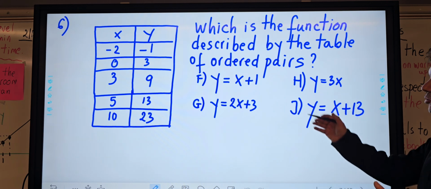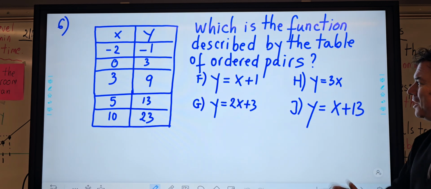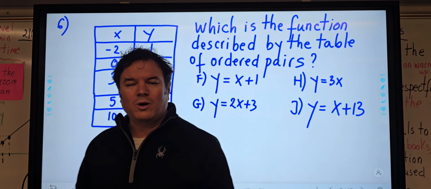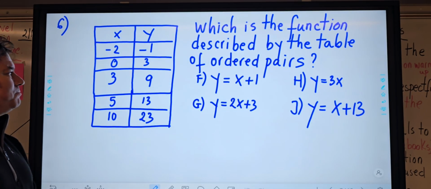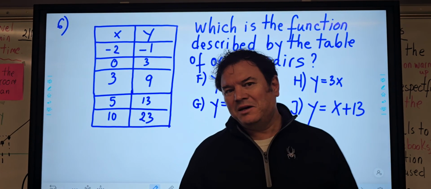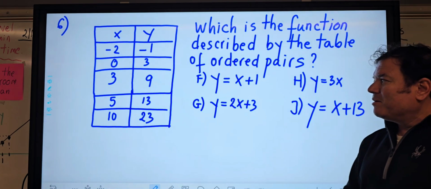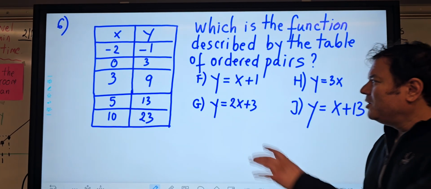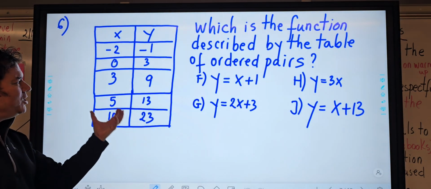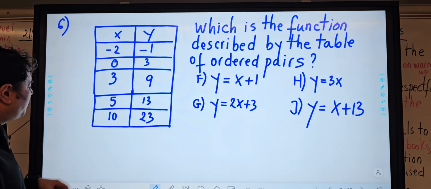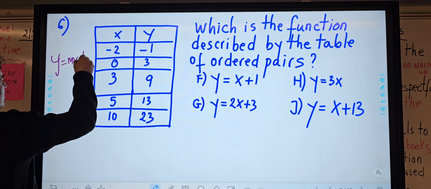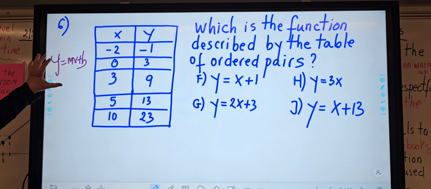And now we have multiple choice here. We have y equals x plus 1. We have y equals 2x plus 3. Y equals 3x and y equals x plus 13. How do we approach this type of problem? Okay, the easiest way for me, and maybe some of you, and again there are many ways of solving this problem, would be to create the equation from these ordered pairs. Remember, in the form y equals mx plus b. We create the equation in that type of form, right?